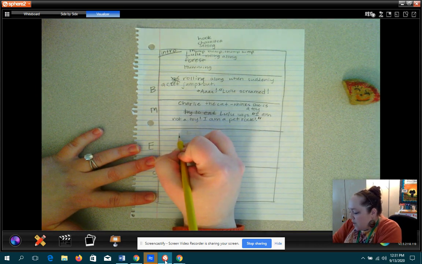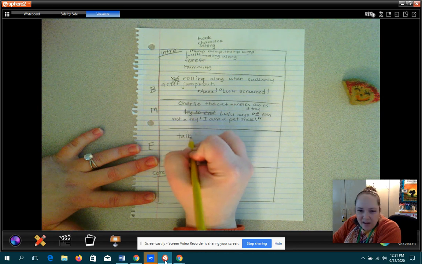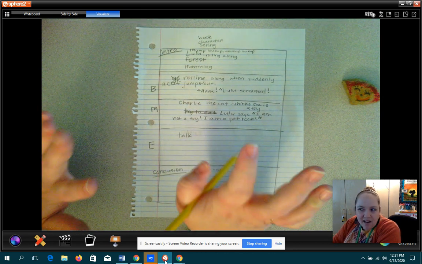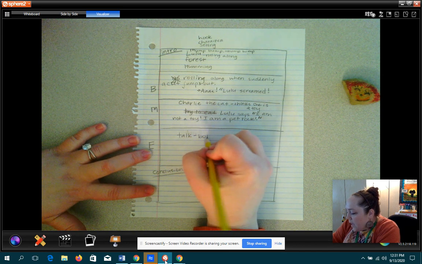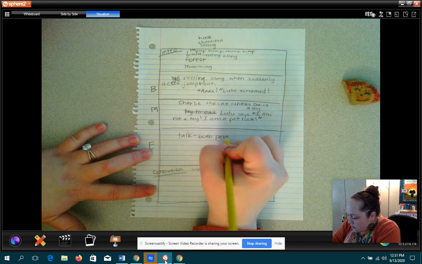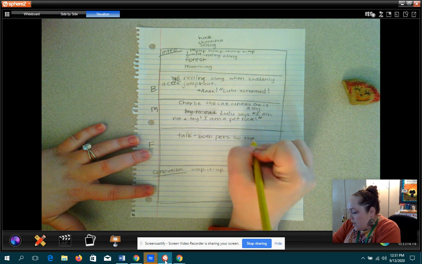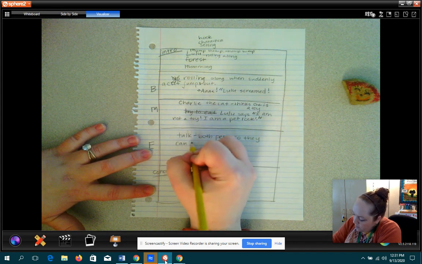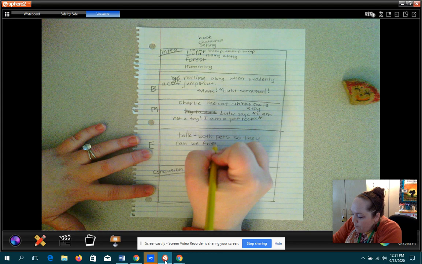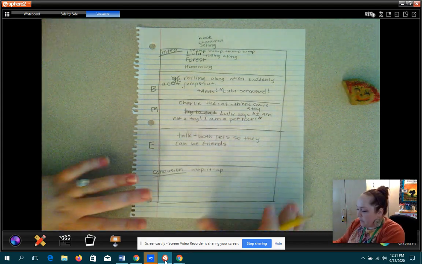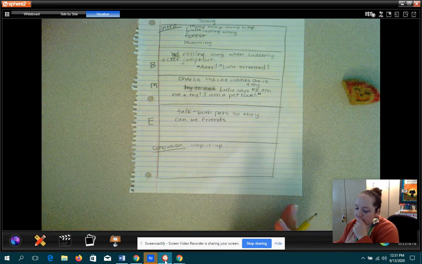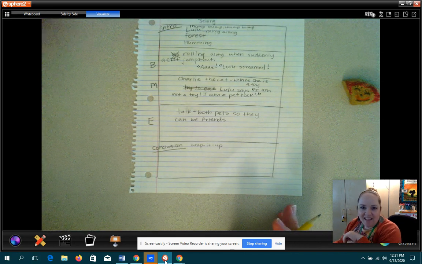So let's see. They're going to, maybe they will talk, but I don't know what exactly they're going to say yet. I've kind of got an idea, but not yet. So I'm going to say talk. Both pets, so they can be friends. Of course, I need way more details than that to explain what happened, but this is just my ideas in my head.